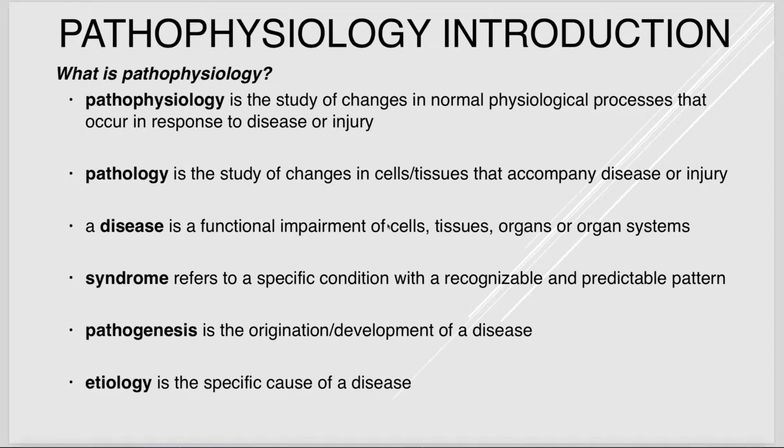A disease is any functional impairment of either cells, tissues, organs, organ systems. It can be any of those, one of those, all of those, and that's what a disease is. A syndrome is a specific condition with a recognizable and predictable pattern. The example I gave in class was something like Down syndrome, which is a specific condition and has a recognizable and predictable pattern. Pathogenesis is the origination or development of a disease, and then etiology is the specific cause of a disease.